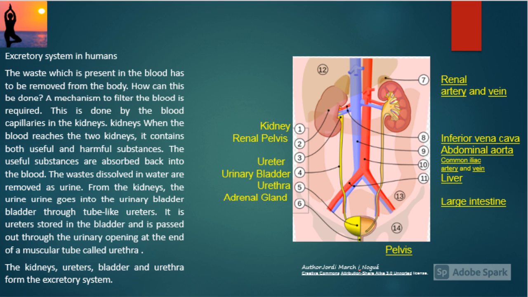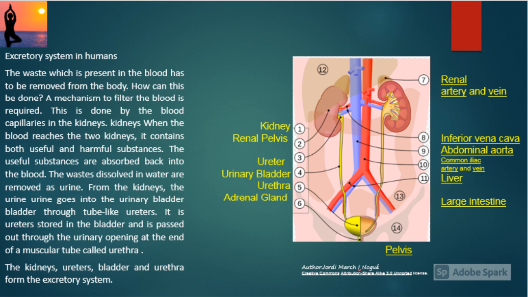When the blood reaches the two kidneys, it contains both useful and harmful substances. The useful substances are absorbed back into the blood. The wastes dissolved in the water are removed as urine. From the kidneys, the urine goes into the urinary bladder through tube-like ureters.